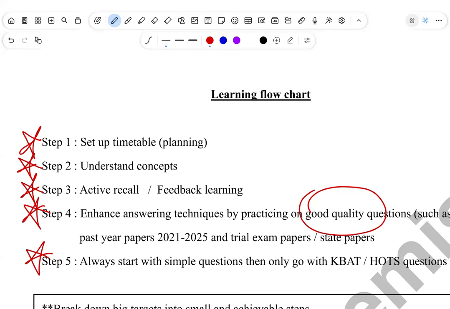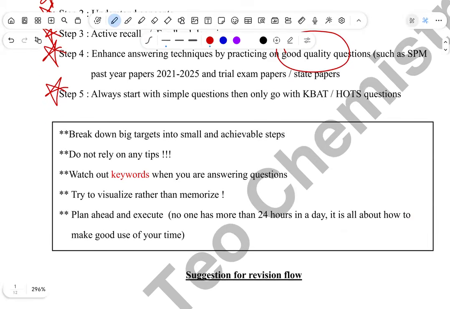Let's say you're from Perak. You already took your paper for Perak, so you can do the trial exam papers from KL, from Selangor, from Kelantan, and so on, isn't it? Okay, those are the things. And I would like to talk about this.